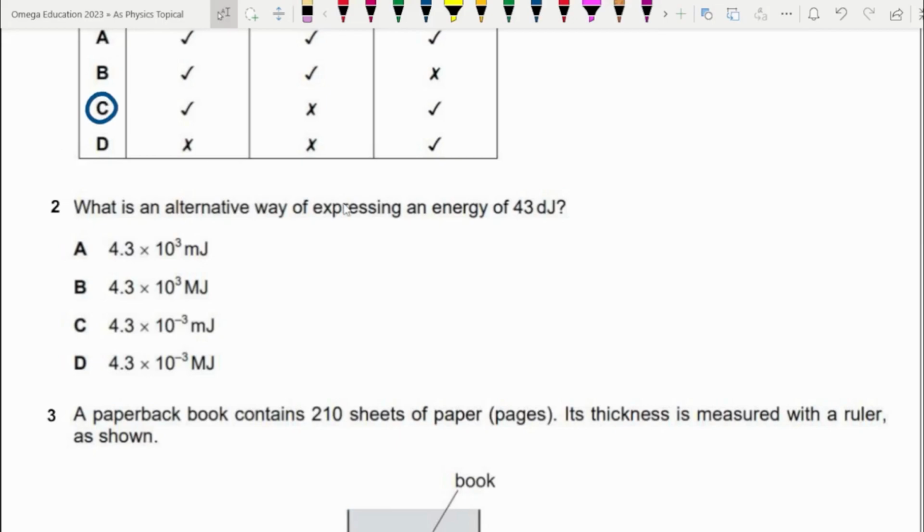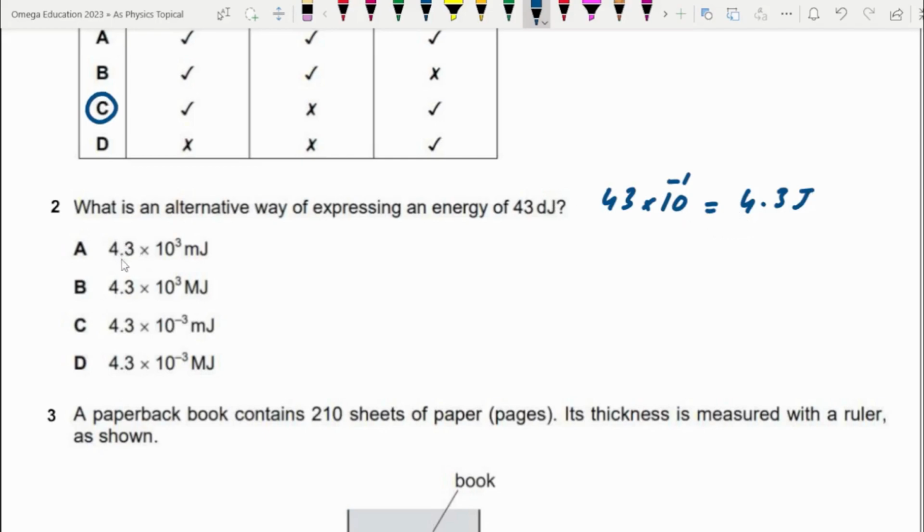Let's take a look at the second one. What is the alternate way of expressing an energy of 43 decijoules? Small d here stands for decijoules. So what you can do in these kind of questions is get rid of all the prefixes and then equate the given value with all the options. So if I get rid of the prefix, which is deci here, it would be 43 times 10 raised to the power minus 1, which would be 4.3. You can just hit it on the calculator, or simple mathematics gives you 4.3 joules.